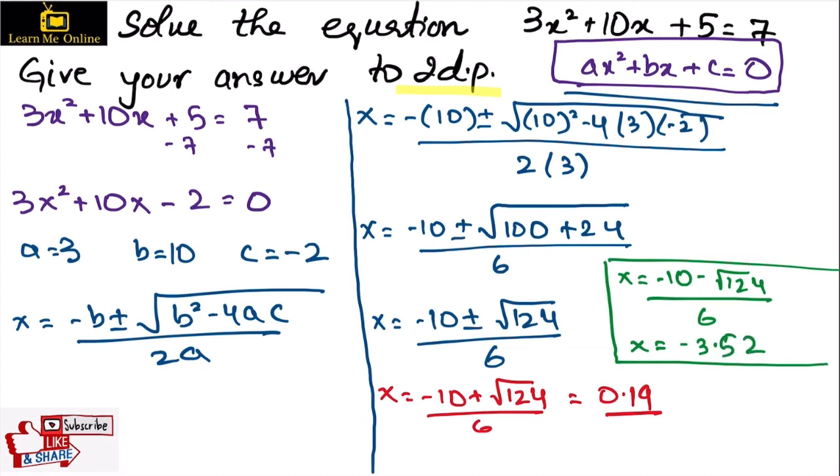And we write down the final answer over here: x equals 0.19 and x equals minus 3.52 are the two solutions. For a quadratic equation, we always expect to have two solutions. It's not always the case that the two solutions are different; it could be possible that you get the same values. So here's the whole explanation on how to solve quadratic equations by using the quadratic formula.